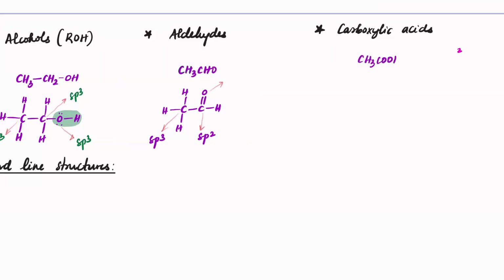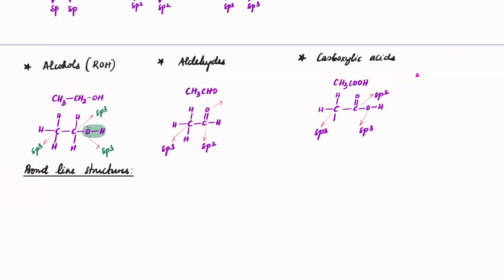This is a general form of writing carboxylic acid: a carbon having three hydrogens on it, and the next carbon having a double-bonded O connected to O and then H. Here again, if you check, this carbon is sp3, this one is sp2, and here also it is sp3. Please check how we have written these cases.